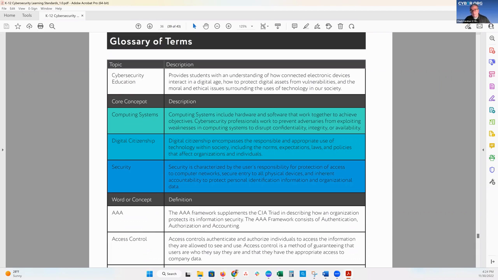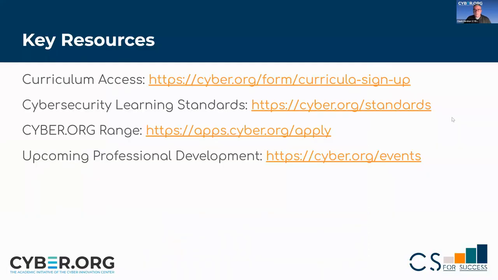If we get back to the slideshow, I think we're ready to talk about resources. From a cyber.org perspective, you've got to have access to the content, and it's free. So there's no reason you shouldn't have access. cyber.org/form/curricula-signup. Rather than typing that in, go to cyber.org. There's a button at the top right that says sign up. Cybersecurity Learning Standards, there's cyber.org/standards. Professional development, there's cyber.org/events.